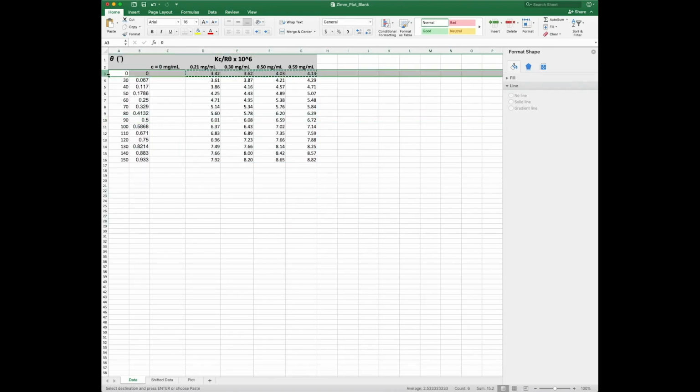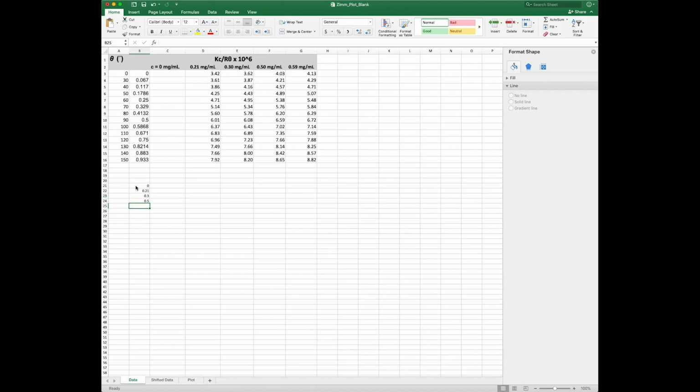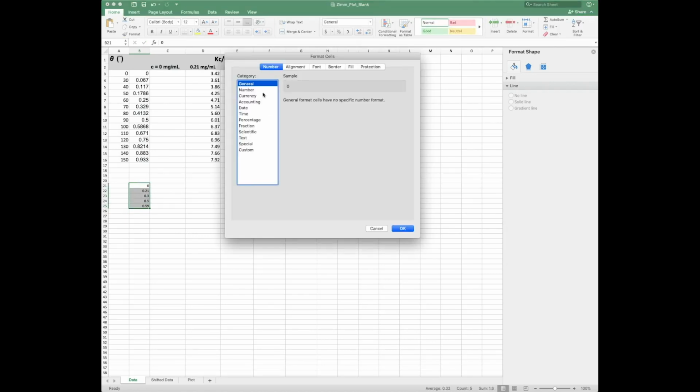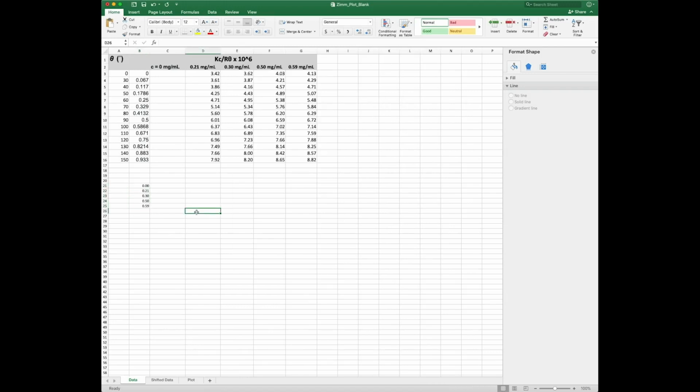So how on earth are we going to get this? Well, we're going to have to put in our concentration. So we have zero concentration, 0.21 mg per mil, 0.30 mg per mil, 0.50, and 0.59 mg per mil. Here's our data. This is at 0 degrees right here. So again, this is concentration, this is 0 degrees, and this is going to be the light scattering data here.